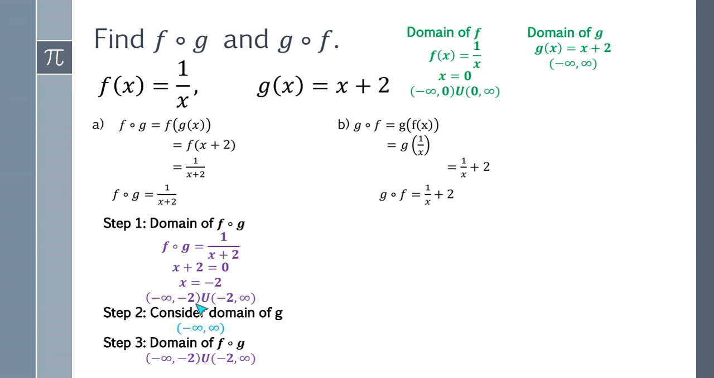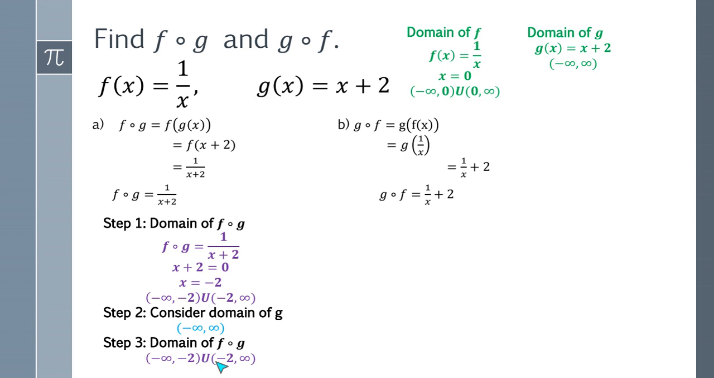Now we consider the domain of g. Why g? Because g is your second function. Well, the domain of g is x plus 2. The domain will be all real numbers, negative infinity to positive infinity. So what do step 2 and step 1 have in common? It's going to be negative infinity to negative 2, union negative 2 to positive infinity.